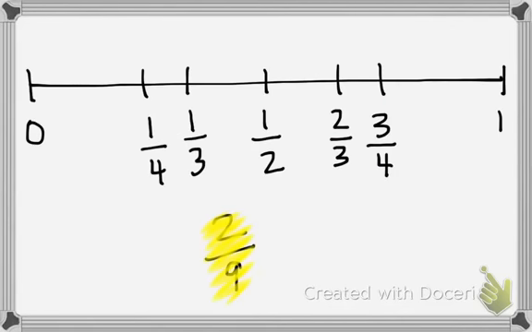Okay, so now we're going to take the fraction 2/9 and we're going to decide where it needs to go on the number line. So what I'm going to do first is I'm going to think about this number line as 0. Let me backtrack here.